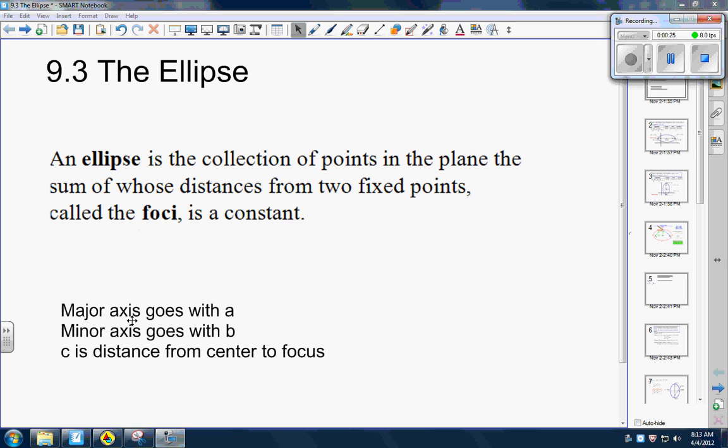You have a major axis and a minor axis because, unlike a circle, it has one axis longer than the other. Major always goes with A. You can think of it, major has an A in it. The minor always goes with B. And C is the distance from center to the focus. So it's going to mess us up a little bit as far as what we used to think A, B, and C are as far as the Pythagorean theorem goes. But with enough practice, we'll get it all straightened out.